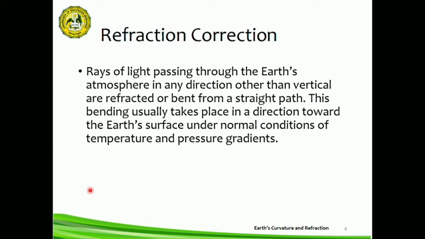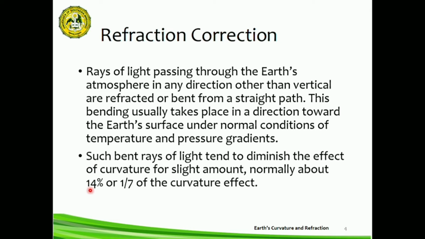It is the rays of light passing through the Earth's atmosphere in any direction other than vertical are refracted or bent from a straight path. This bending usually takes place in a direction towards the Earth's surface under normal condition of temperature and pressure gradients. Such bent rays of light tend to diminish the effect of curvature for slight amount, normally about 14% or 1/7 of the curvature effect. Ibig sabihin po, yung refraction correction natin has a value of 1/7 of the curvature or the curvature correction. It is due to the curvature effect.